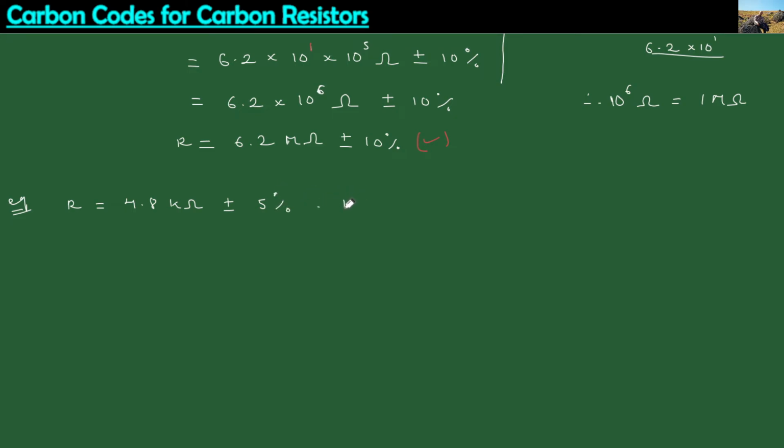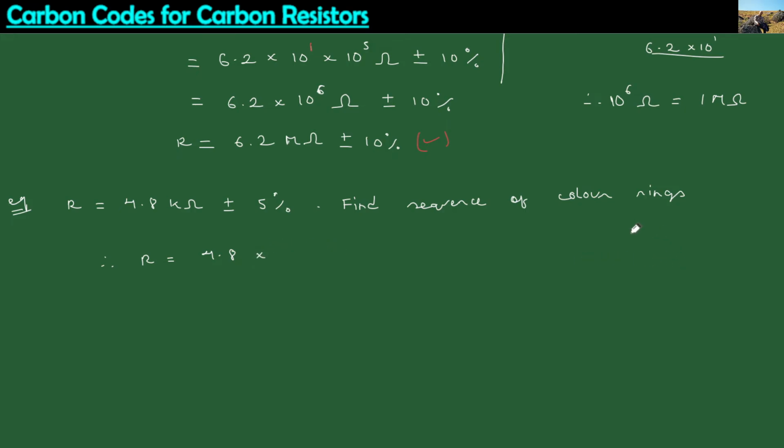You have to find out the sequence of the color bands, or the colored rings. Sometimes they call them bands, or sometimes rings. So you have to devise a method to solve such a problem. That means resistance is given as 4.8 kilo ohms.